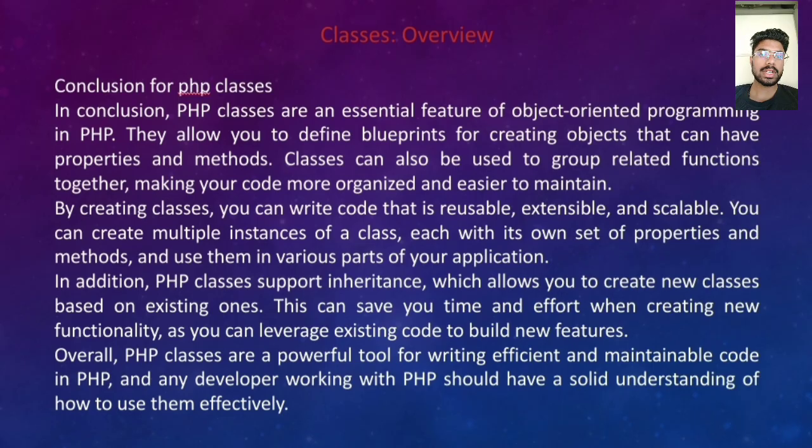Last, conclusion: class overview. In conclusion, PHP classes are an essential feature of object-oriented programming. In PHP, they allow you to define blueprints for creating objects that can have properties and methods. Classes can also be used to group related functions together, making your code more organized and easier to maintain.